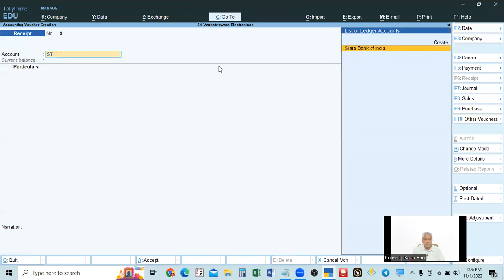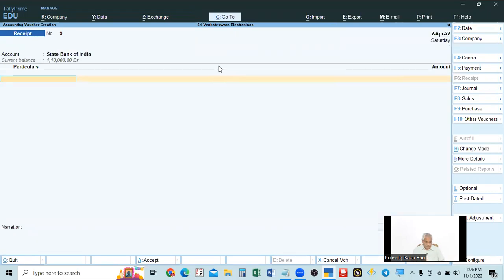We have to select, and you can see here also if you click spacebar, we will know the bank names and cash. If you receive cash, we have to select cash. If you receive checks, we will deposit in our bank. In State Bank of India, we deposited. So State Bank of India, that means this receipt voucher always starts with debit.